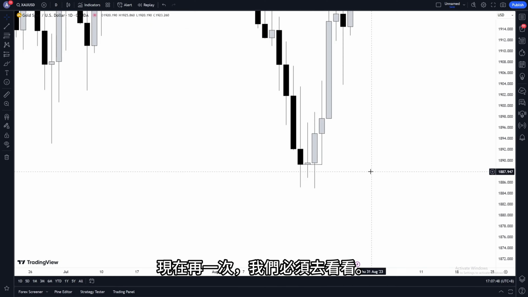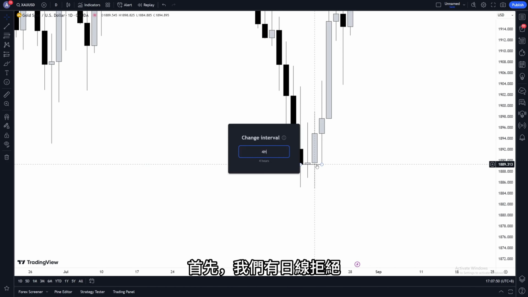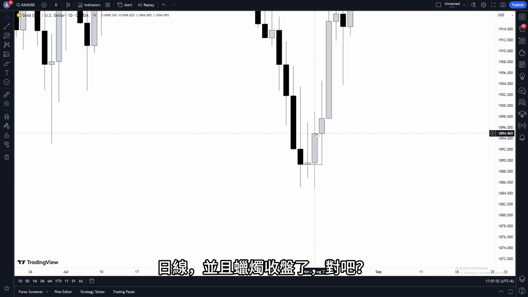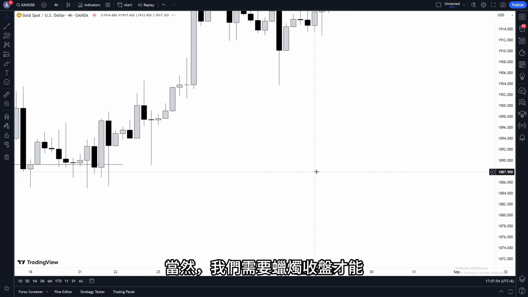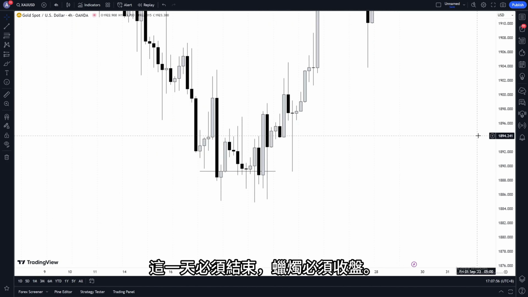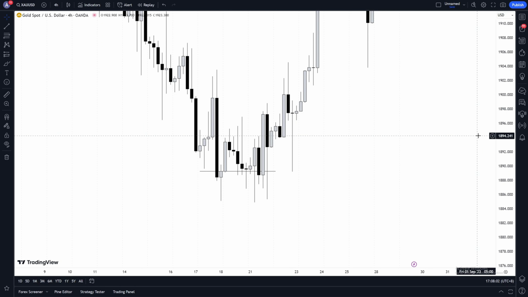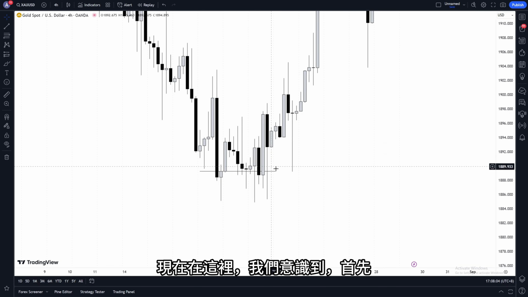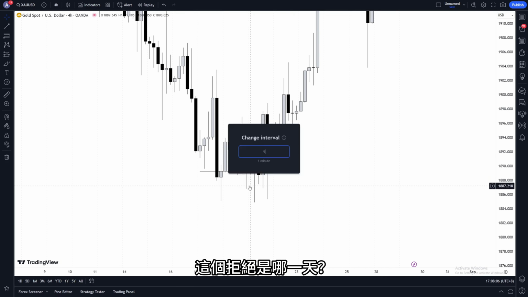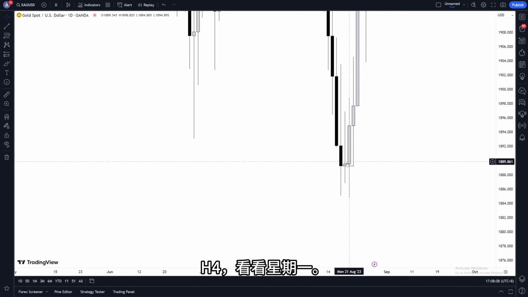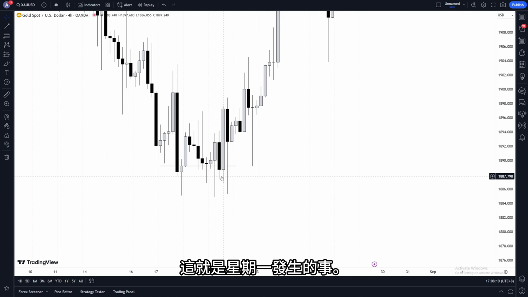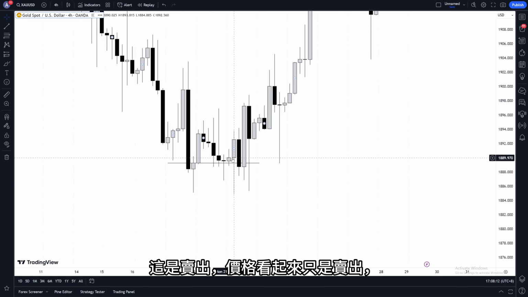Sell, buy, support. Now again, we have to go and take a look what happens. So first of all, we had ourselves a daily reject daily, and the candle closes, right? Of course, we need the candle to close for us to know it's a rejection. The day has to end, the candle has to close, then we know it's a daily reject daily. While it's rejecting, it means nothing, okay? Now in here we realize, so first of all, what day was this rejection? This was a Monday, so we go take a look at H4 and take a look at the Monday.